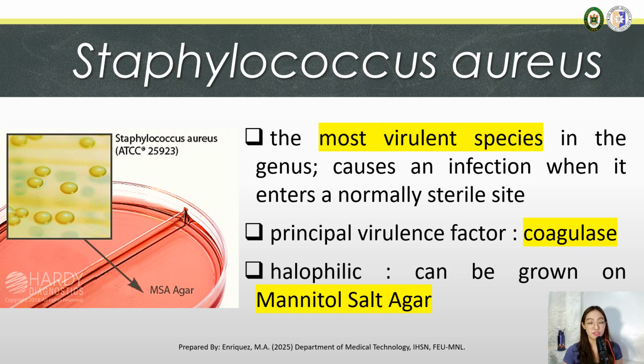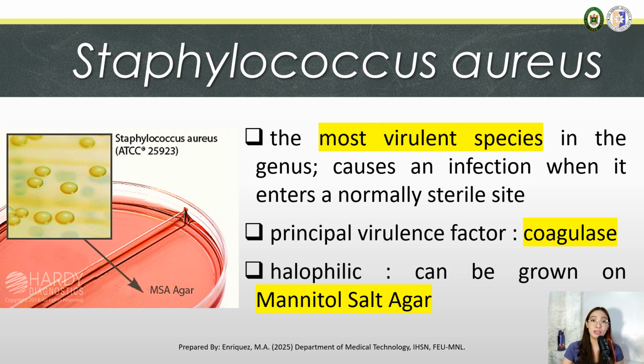So, on to these specific species, let's start with Staphylococcus aureus. This is the most virulent species in the genus, and it could cause an infection when it enters a normally sterile site. All right? So, bali harmless naman po most of the time. Ang Staph aureus considered ito as normal flora as long as it stays on the surface of the skin. All right? Kaso lang, if they would be dislodged or moved to sites that are normally sterile, then that's when they may be able to cause an infection. Okay?